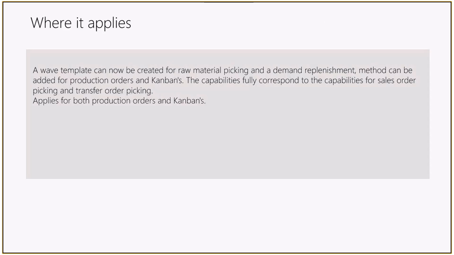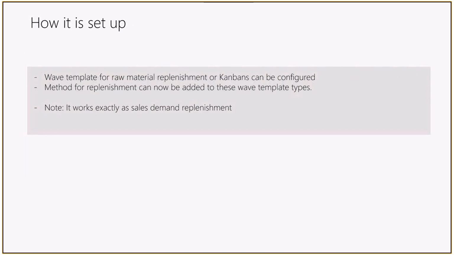So you will see that, but before that we will go through the goodie part, and after we have touched on how it is set up. The way we set it up is exactly the same as the demand replenishment for the wave template for the sales order, for instance. We will just add a method for replenishment, and then we will use it exactly as we do for the sales order, relating to the location directives and work templates, and then being able to move items from replenishment locations to picking locations.